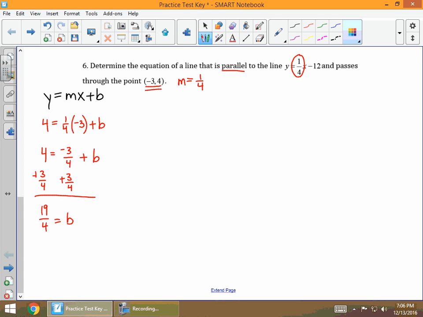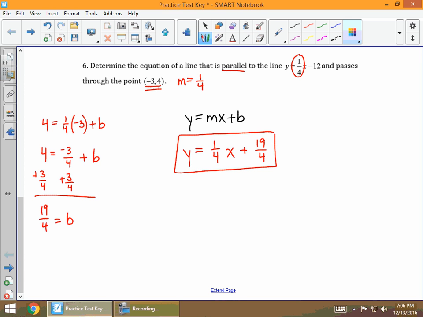Now, some of you may have put that into a decimal and got 4.75. I like fractions. If my slope is a fraction, I like my y-intercept to be a fraction. I don't like mixing fractions with decimals. So my equation, y equals mx plus b. Y equals, the slope is 1/4 x plus the b value, which is 19/4. That is the equation of a line.